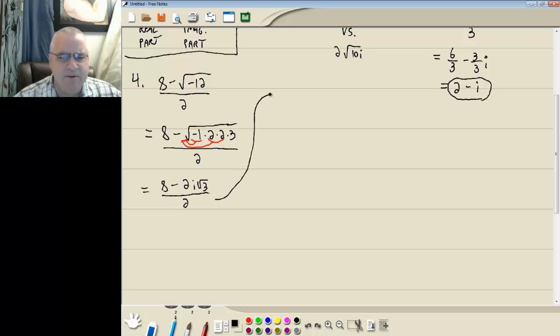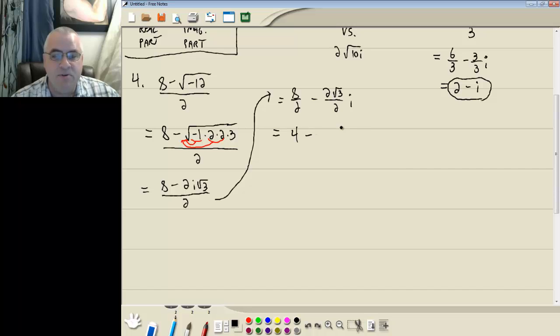Now at this point, I notice I have an imaginary part, so I want to split it apart. I want the real part separate from the imaginary. So I'll put 8 over 2 minus 2 square root of 3 over 2 i. So again, I split up the real part and the imaginary part. Now I just put the i to the side here because it's a fraction, so it's easy to tell where it's at. But let's see what happens once we simplify it. 8 divided by 2 is 4 minus, those 2's cancel, and we got square root of 3 i.